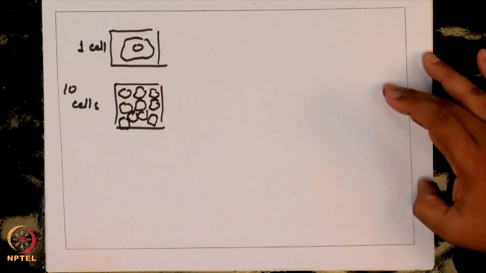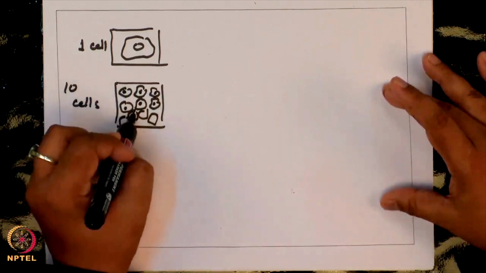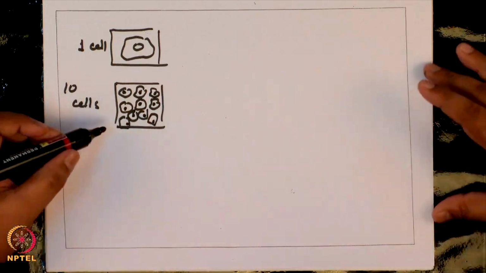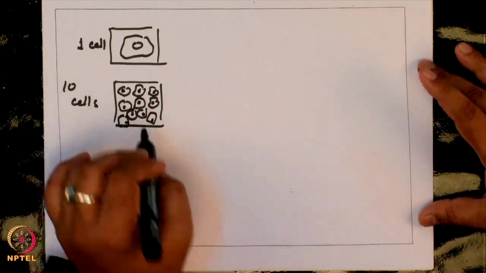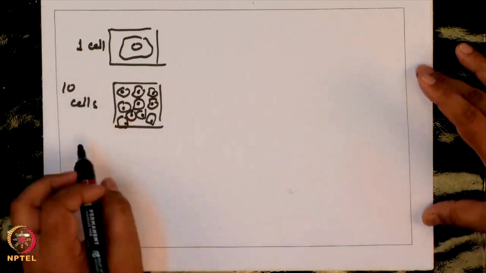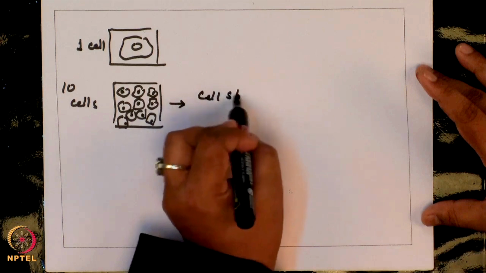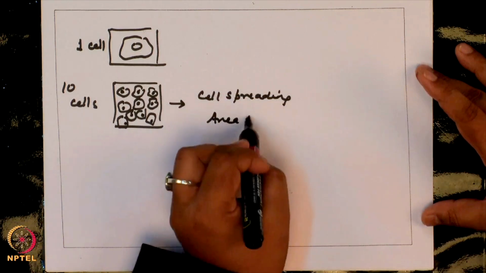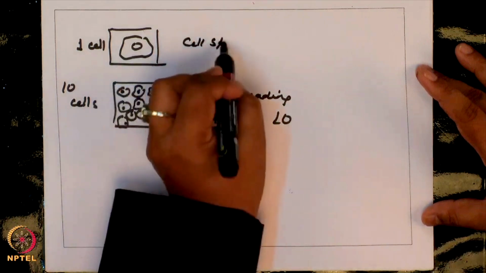Okay. So, one of the indirect consequences of plating cells at a high density is that the allowable area for a single cell to spread is a lot less. So first of all, your cell spreading area is low here, and here the cell spreading area is high.